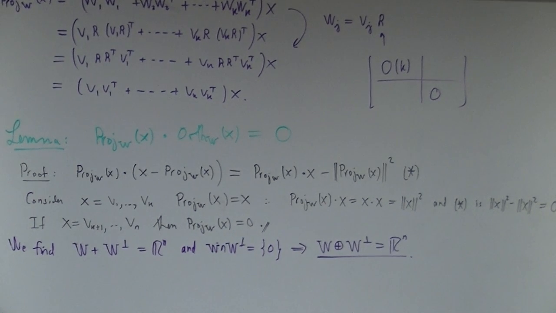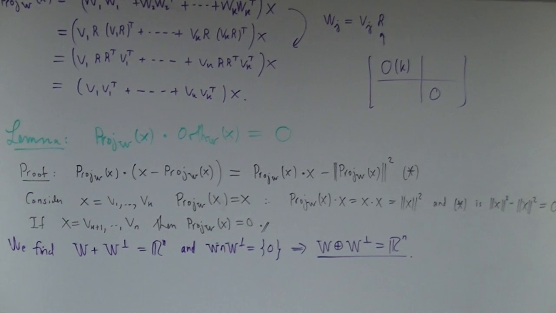Let's see, I'll actually do it. What was V1 last time? It was 1 over square root of 3, 1, 1, 1. Right. What was V2? 1 over square root of 6. I don't remember. 1 over square root of 6, 1, 1, negative 2. 1, 1, negative 2? Okay.